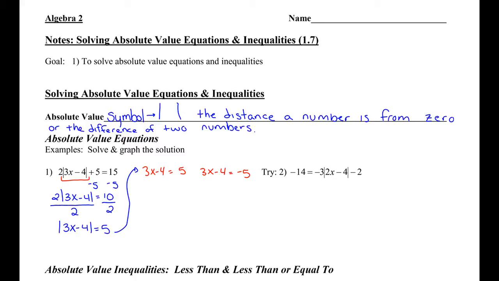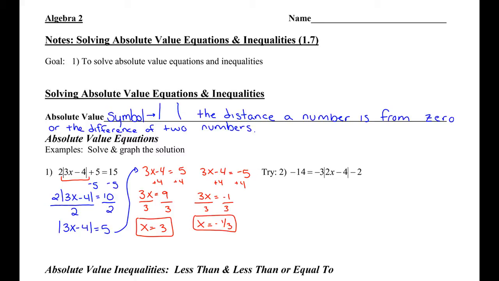So I'm going to start by adding 4 to both sides to get 3x is equal to 9. Then I'm going to divide both sides by 3 to get x is equal to 3. On the other side, I'm going to once again add 4 to both sides and divide by 3 to get x is equal to negative 1/3. These are my two answers.